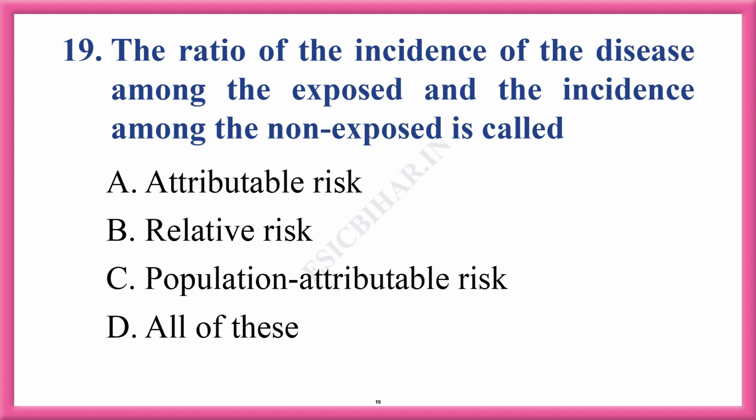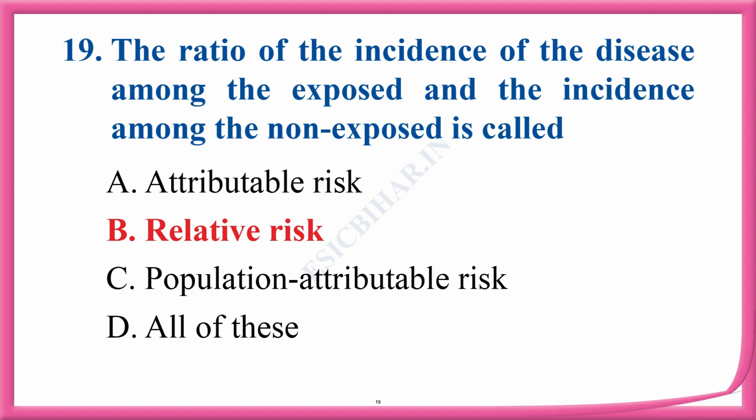Question 19. The ratio of the incidence of the disease among the exposed and the incidence among the non-exposed is called A. Attributable risk, B. Relative risk, C. Population attributable risk, D. All of these. And the answer is B. Relative risk.